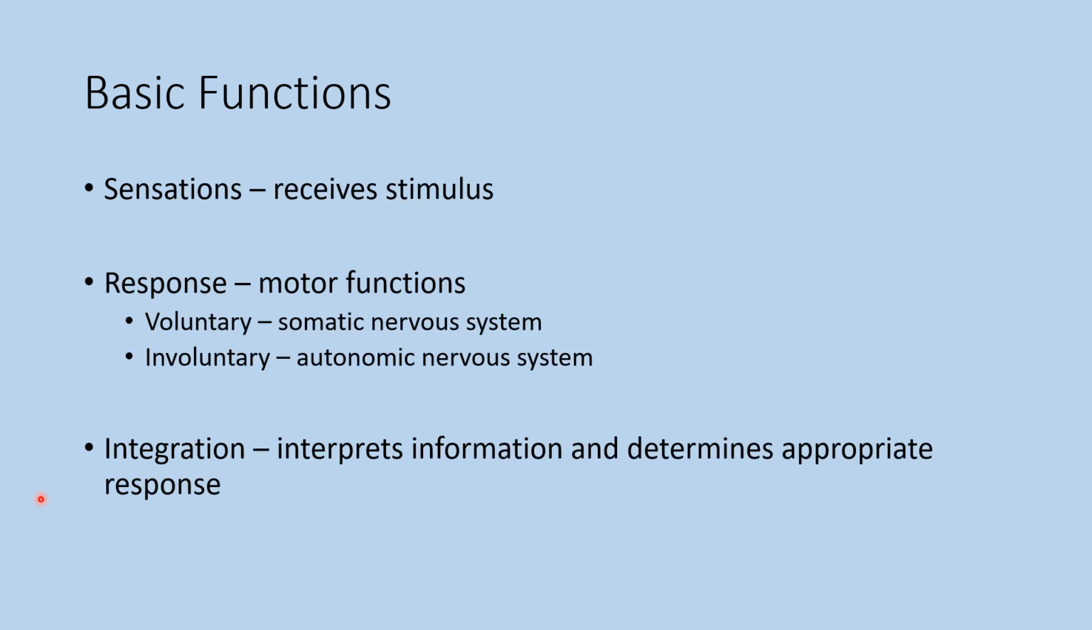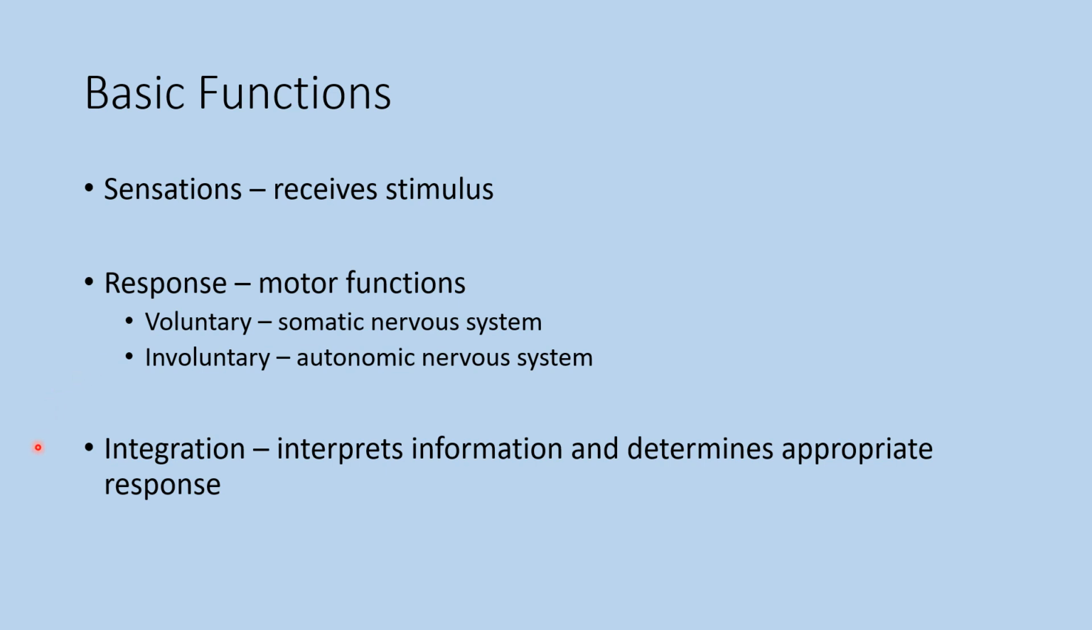So some of the basic functions of the nervous system is sensations that receive stimulus on different changes or different factors in the environment, whether it's cold, whether it's pain, light touch, heavy touch, etc. Then there's the response. This involves motor functions. Some of these are voluntary, some of these are involuntary. As we further explore the nervous system, you're going to find if it is a voluntary response, that's going to involve what we call the somatic nervous system. And if it's involuntary, it's going to involve the autonomic nervous system.